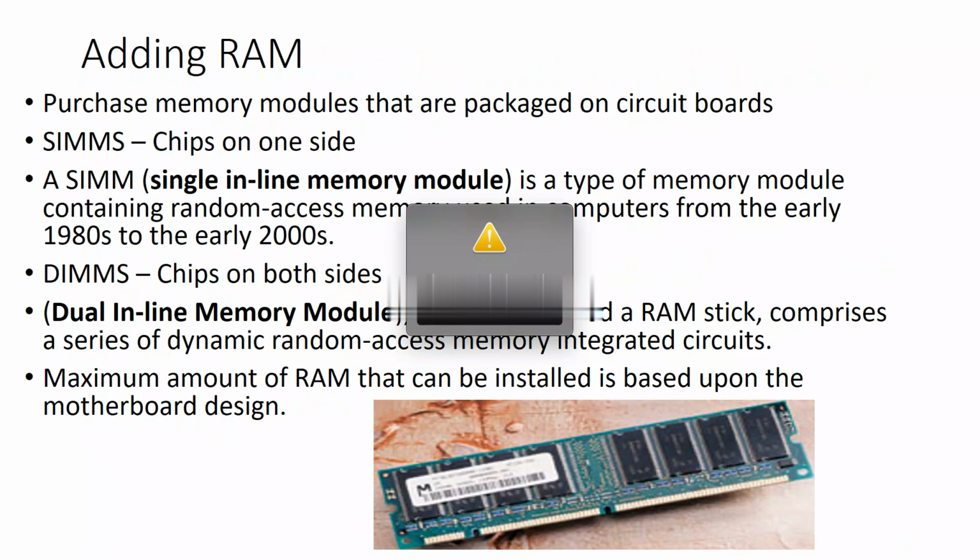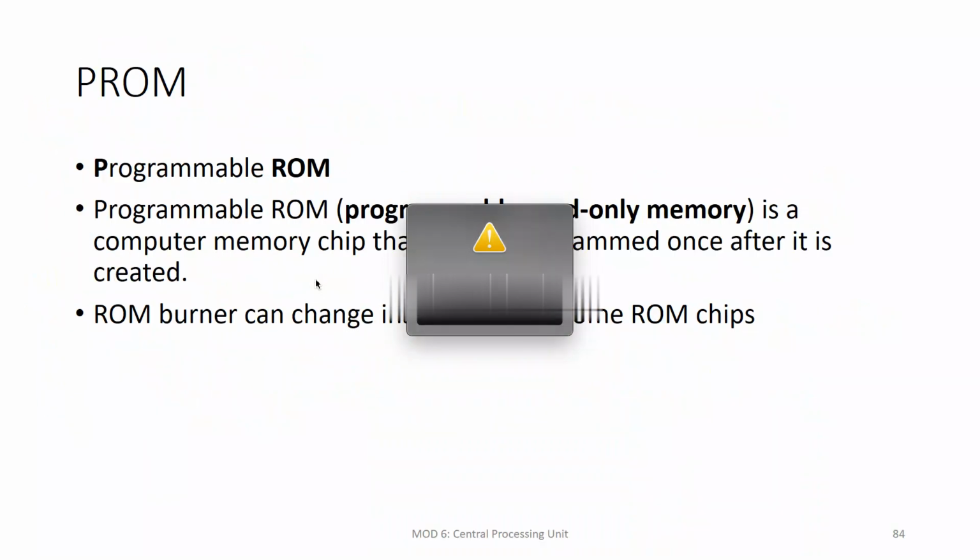Now let's complete with what is called the ROM and its components. The ROM, we had already talked about it. It cannot be changed by the users, so it always comes with the system. As for the types of ROM, we have the PROM, which is called programmable ROM, because it can be programmed once after it is created.